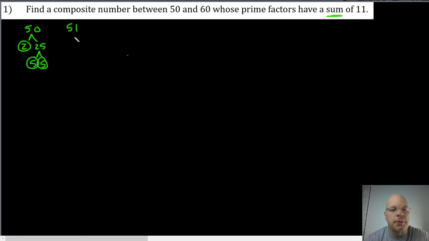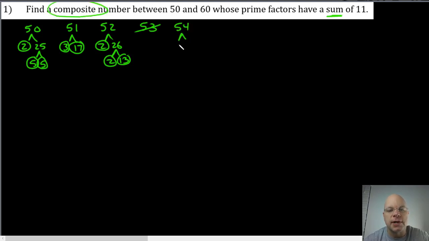51 seems like a prime number because it's odd and it doesn't seem divisible by anything, but actually it is divisible by 3 because 5 plus 1 is 6. So 51 is 3 times 17. Those are both prime, and the sum of these is 20, so that doesn't work. 52 is 2 times 26, and 26 is 2 times 13. If I've got a 13, I already know the sum's going to be more than 11. 53 is prime, so it's not a composite number.